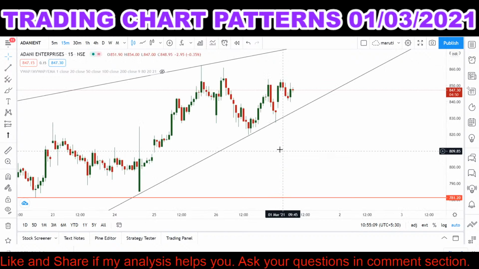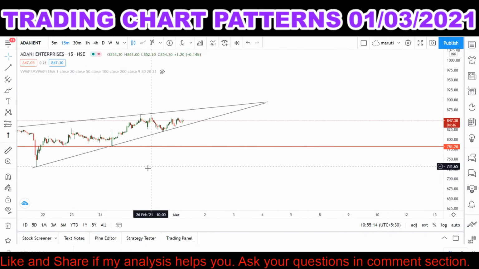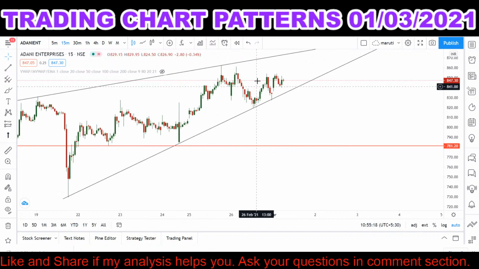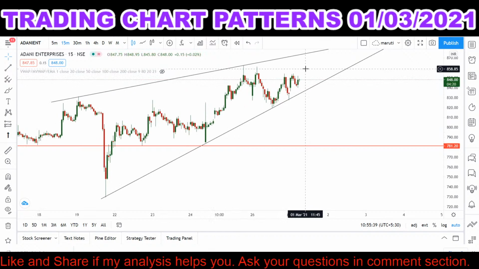After that, let's see Adani Enterprises. I told you it is forming a rising wedge kind of a pattern. I clearly told you I will go for a short sell below this, but this stock is not yet trading below this line. It has not broken this support line, so I have not yet entered a short position in Adani Enterprises. If it breaks this level, then only I will enter short, and if it breaks the other level, then only I will go for buy.